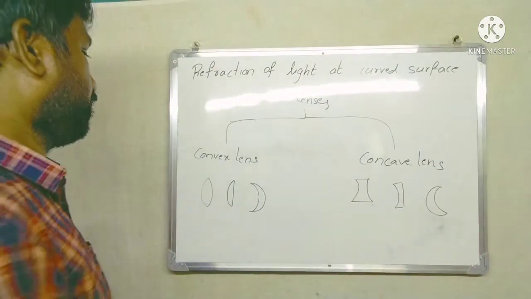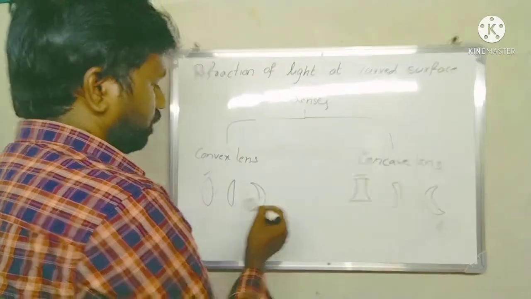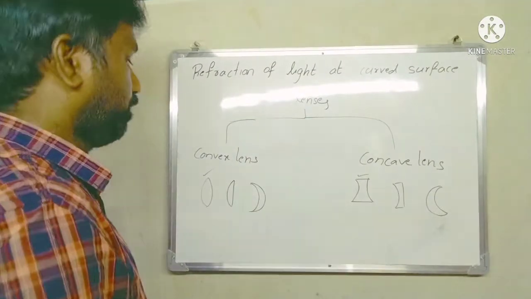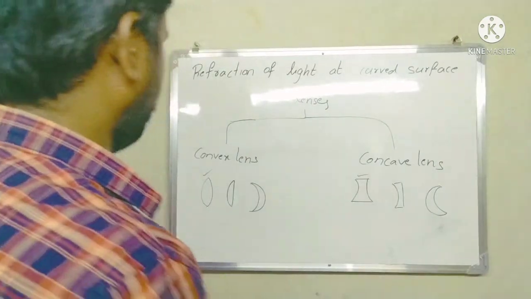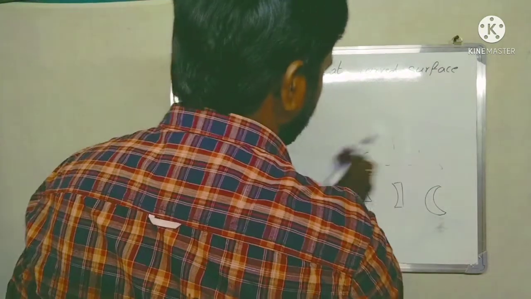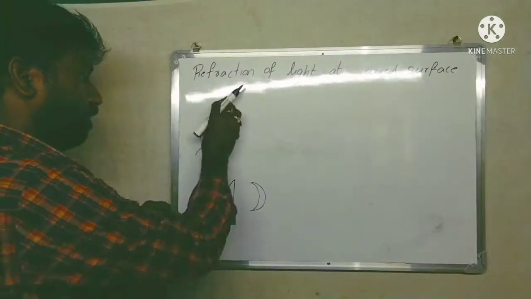In this chapter we are going to discuss mostly this one as well as this one. After that, in some applications we use these two lenses also. Now, lenses have some characteristics. Let us see what the characteristics are.